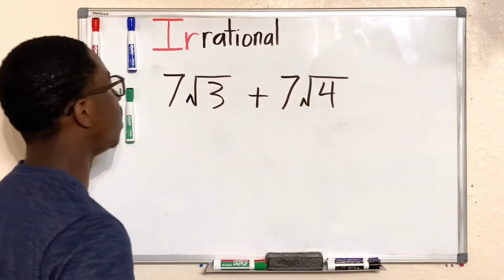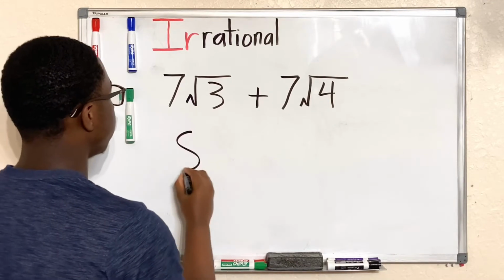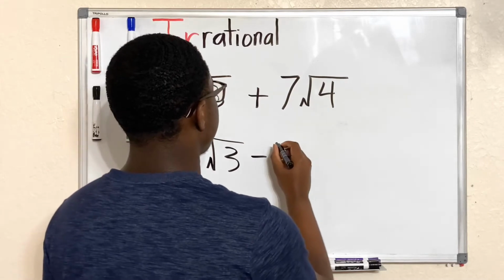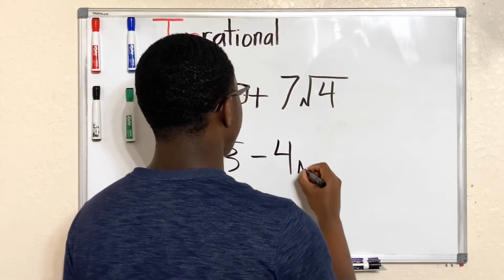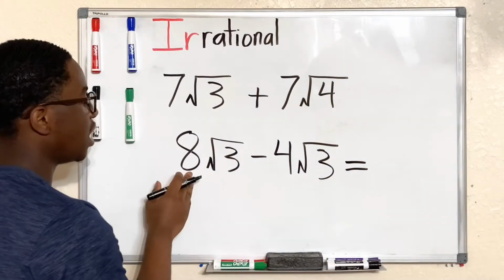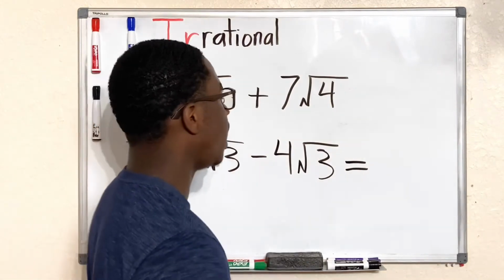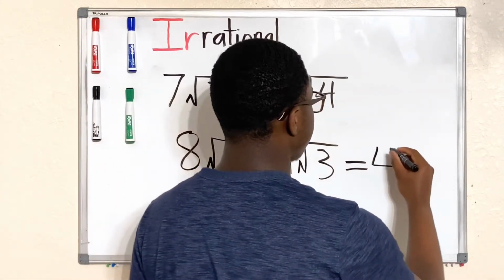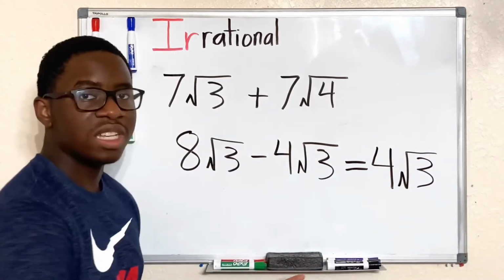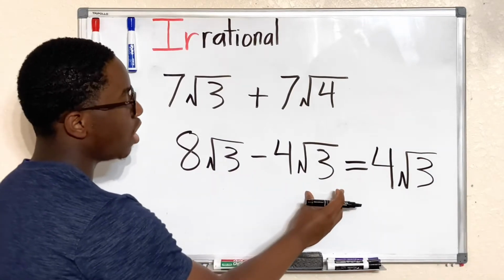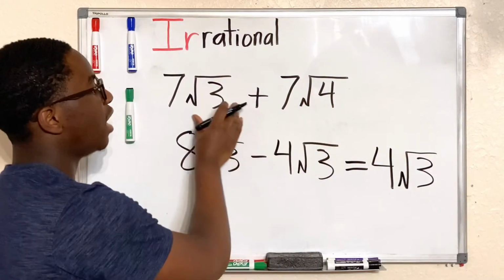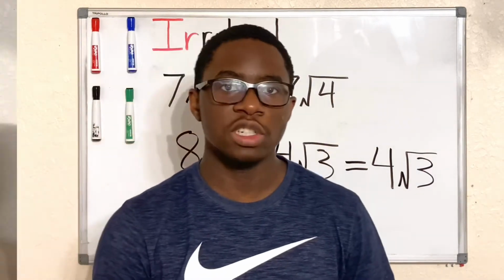However, if we had something like 8 root 3 minus 4 root 3, because these are like terms, we can go ahead and just take our 8 and our negative 4 and combine them, and that will give us a 4 root 3. The only way this can be possible is if we have like terms. So here we have our root 3 and our root 3. Therefore, this is possible. However, if we don't have like terms, this cannot be done efficiently.